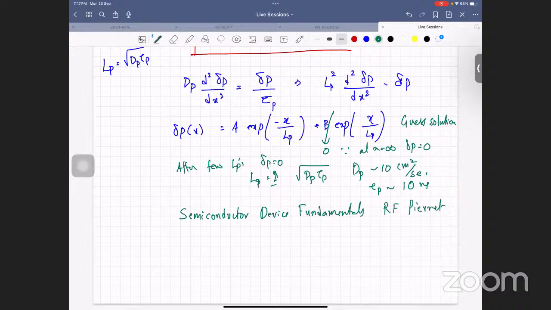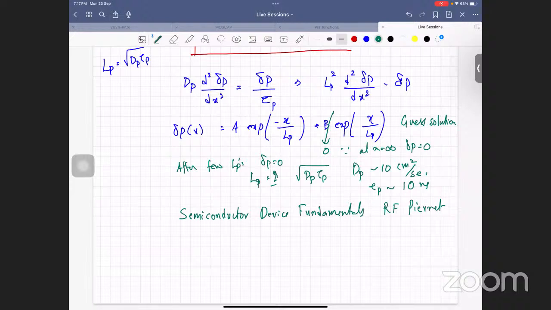And Streetman, Banerjee is there, Neiman is there. Every book is good. You should not read only one book. You should read 2-3 books simultaneously. Don't read page to page, sentence by sentence. Try to understand the broad concepts. It's better. Okay?